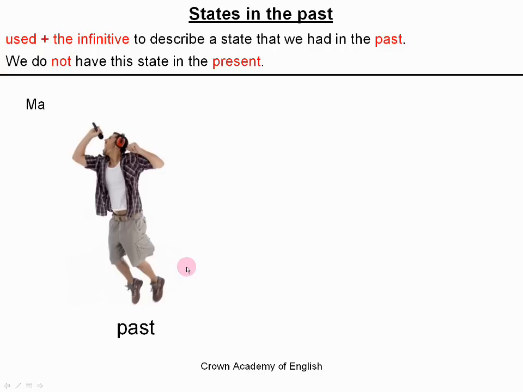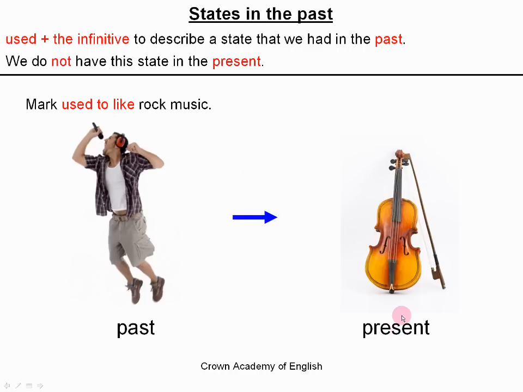So in the past, Mark used to like rock music. But in the present, now he likes classical music. Okay? So to like, that is a state. It is a feeling, a preference. So in the past, Mark used to like rock music, but he has changed and he now likes classical music.